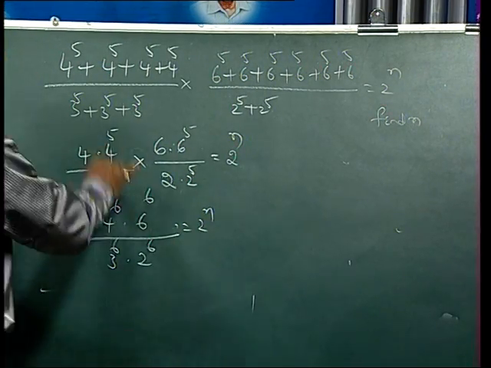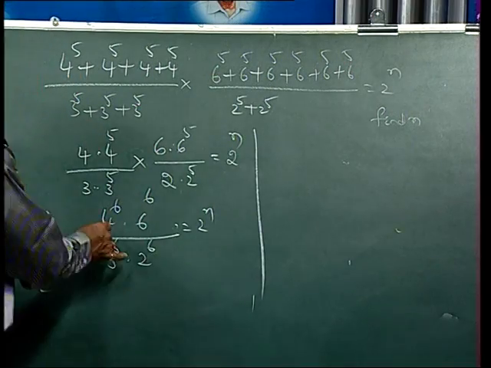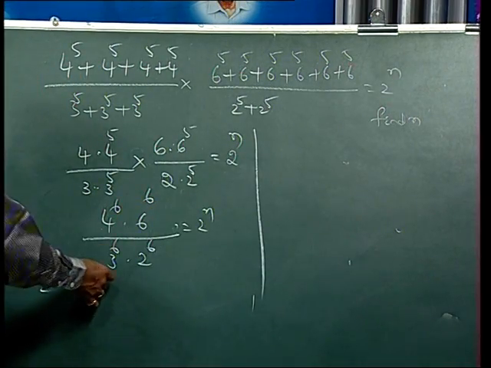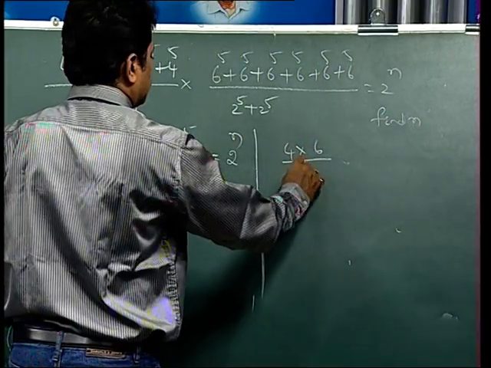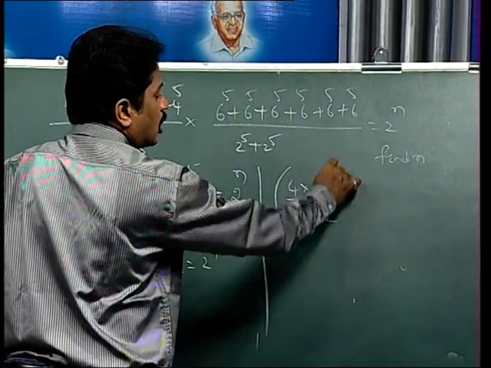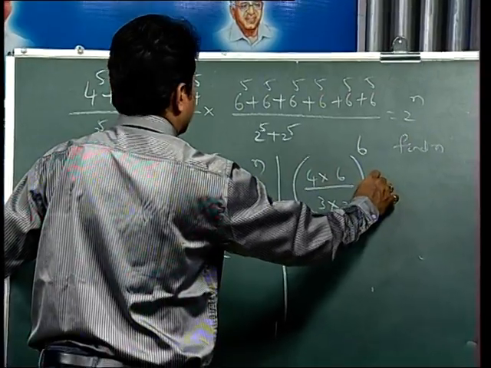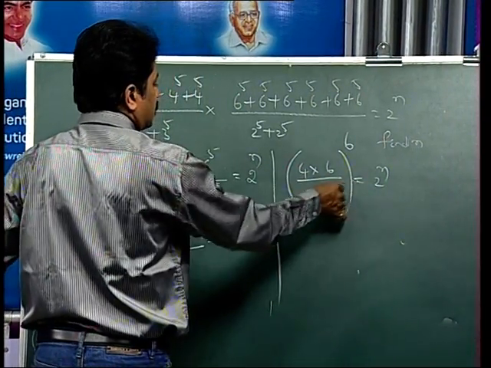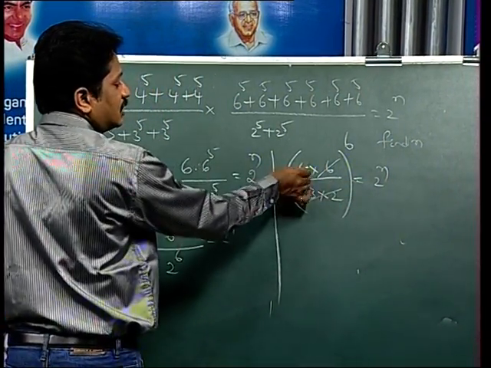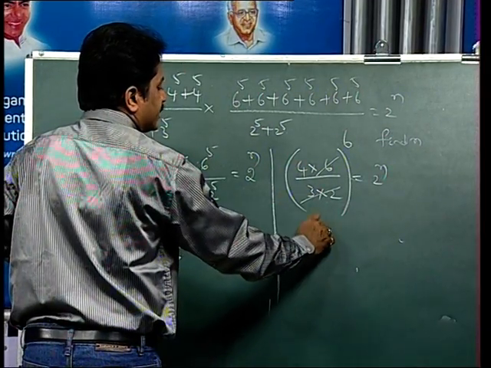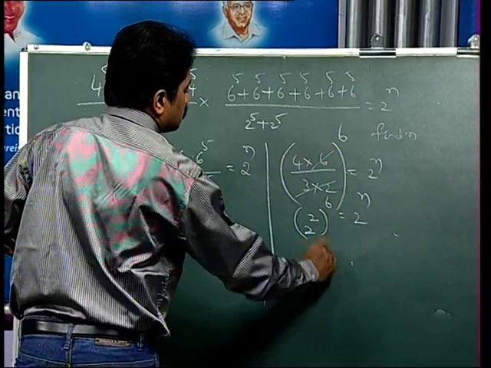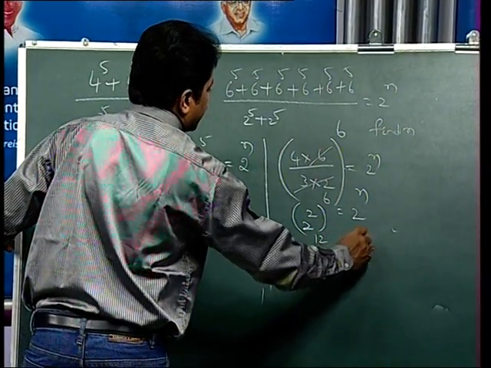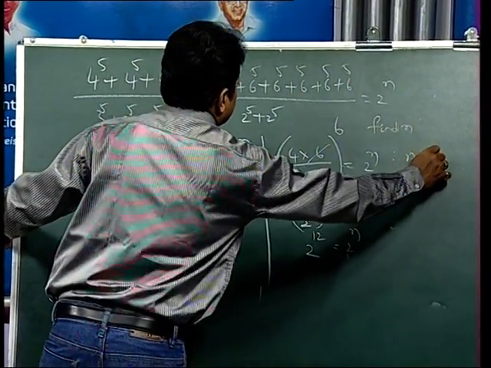So now I come to this: 4 power 6, 6 power 6, 3 power 6, 2 power 6. I am writing this as 4 into 6 by 3 into 2, whole to the power of 6, which is equal to 2 power n. 3 2s are 6, and 6 and 6 will get cancelled. What is 4 here? You can write it as 2 square, whole power 6, which is 2 power n, or 2 to the power of 12 equal to 2 power n. Therefore, n equal to 12.